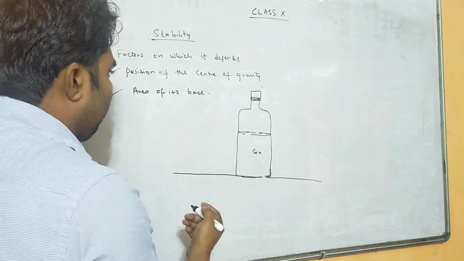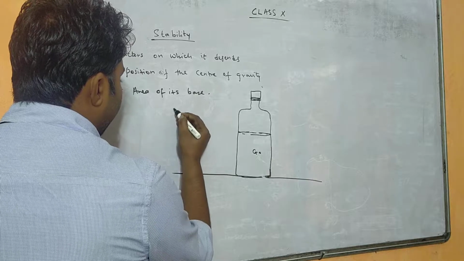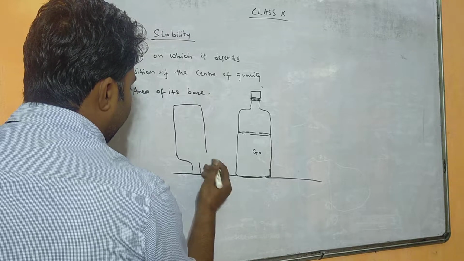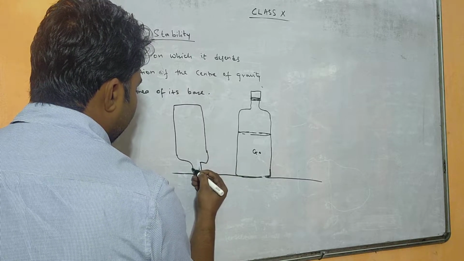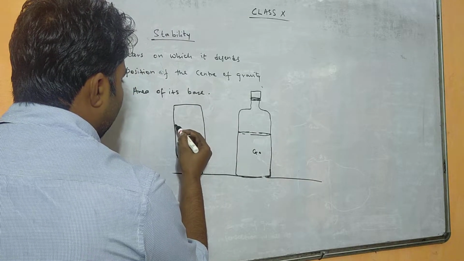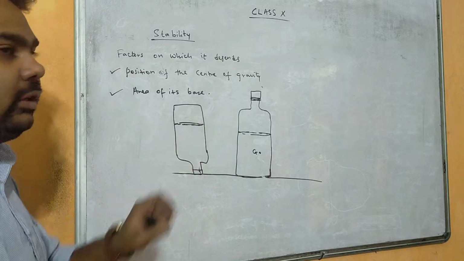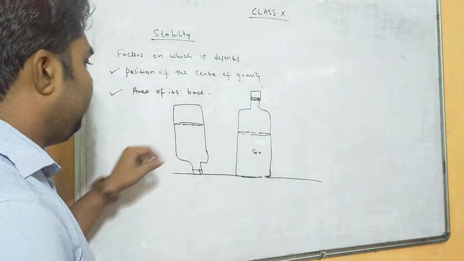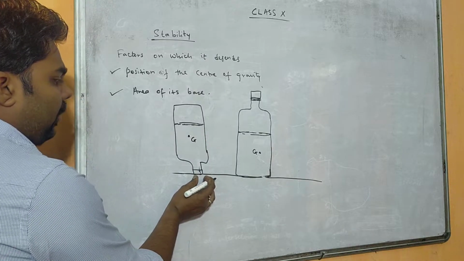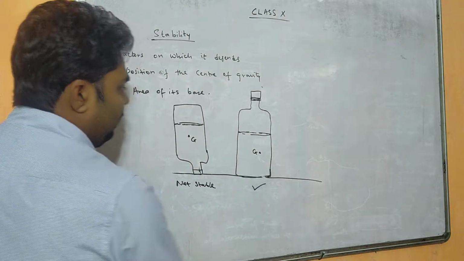But if we try to rotate this one, now you have tilted this one. Still the bottle is containing water. When you have tilted the bottle, the center of gravity has shifted to this point, but the base is very small, you see. So this object is not stable, but this is stable.